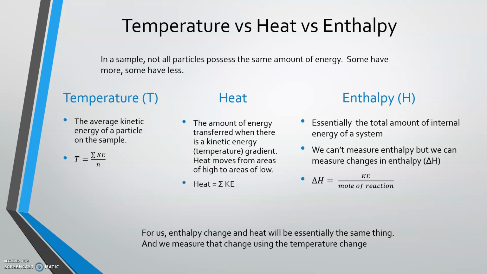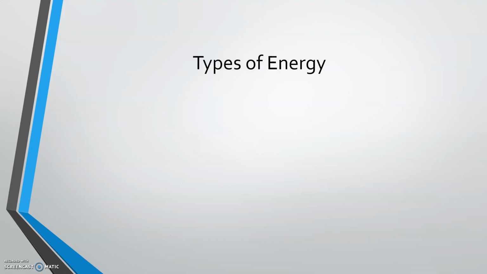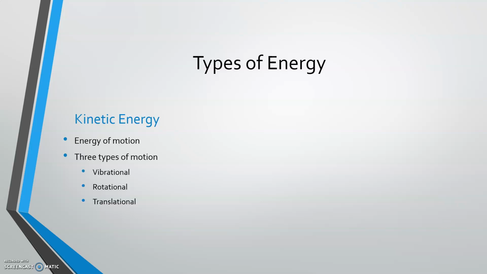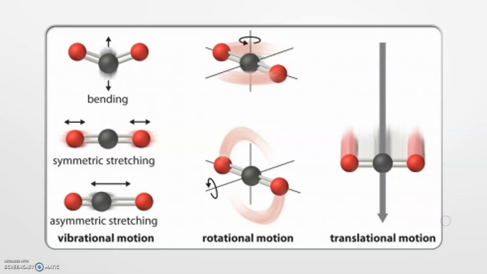All right, so those are the first three terms. Next set of terms, we're taking a look at different types of energy. Well, you've already learned about kinetic energy. You know from the last unit that kinetic energy is the energy of motion. There are actually three types of motion: vibrational, rotational, and translational. And here's a good visual of what those different types of motions entail.